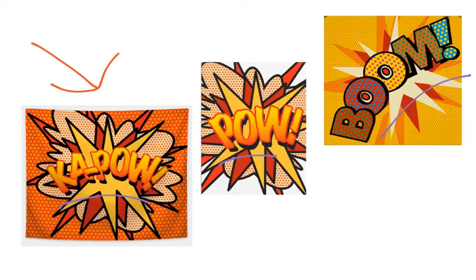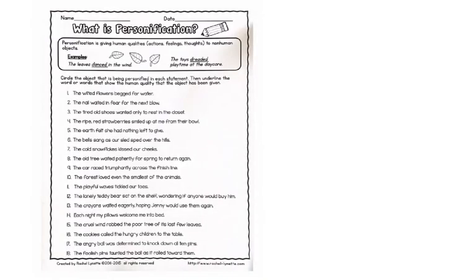Okay, so now that we've gone over those two types of figurative language, which were personification and onomatopoeias, we're going to look at our worksheets for today. One is a little lengthy, but the other two are short, so I think it is fair. What is personification?